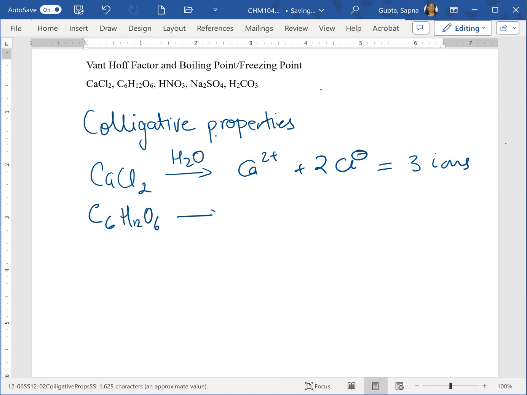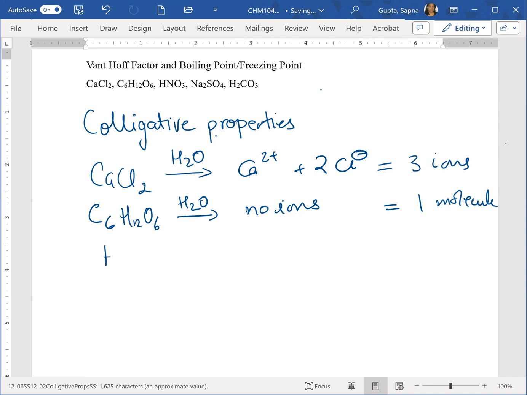When you take C6H12O6, or glucose, in water, because glucose is a molecular compound, a covalent compound, you don't get any ions. Just because you don't get any ions doesn't mean there is no molecule in water. Glucose definitely dissolves in water, so it is just one molecule. I'm not going to write ion because it's not an ion; ions would be positive and negative, right? So it's just one molecule dissolved in water.